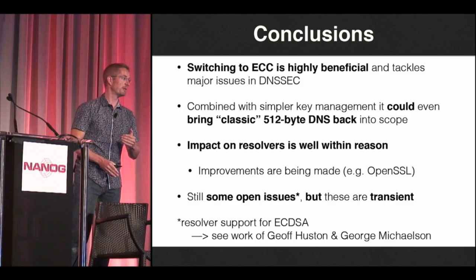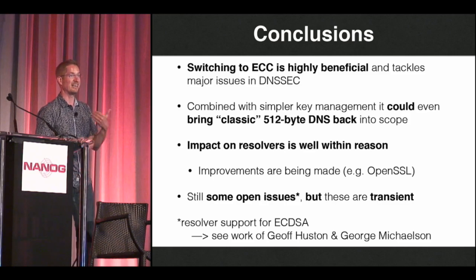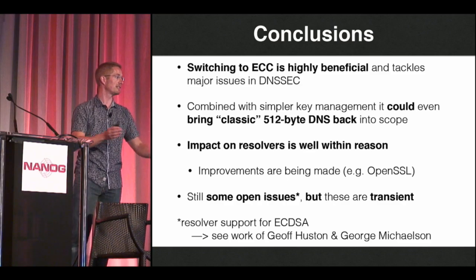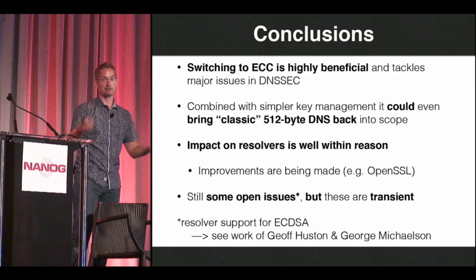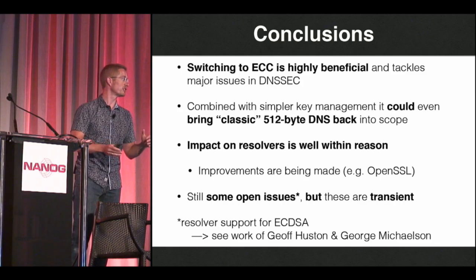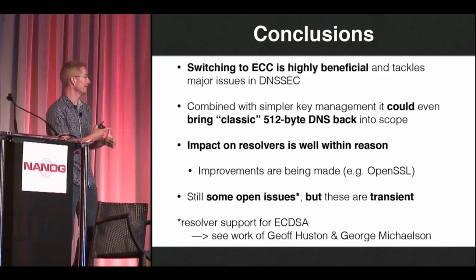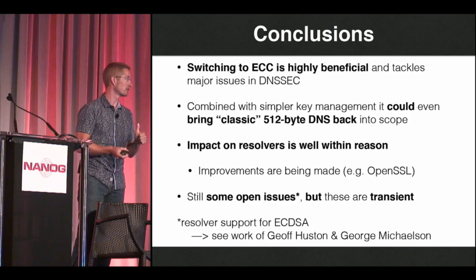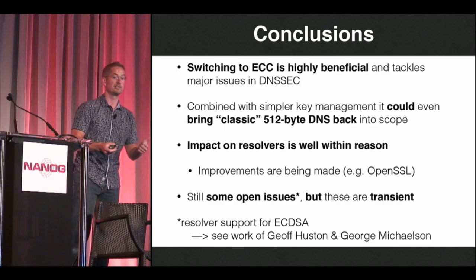Geoff Huston and George Michaelson from APNIC have done a measurement on this, and right now about 80% of resolvers out there support this, but that still means that 20% don't support it, and that's mostly due to intellectual property fears. Some Linux distributions, such as Red Hat, in older versions do not include elliptic curve crypto at all, because they were afraid that they were going to get sued because of intellectual property on elliptic curves. But fortunately, all modern releases support ECC.